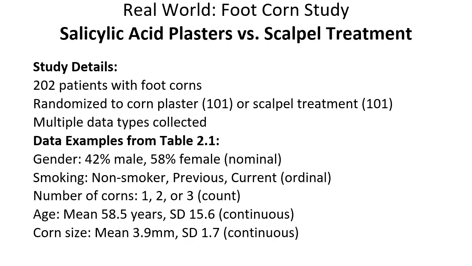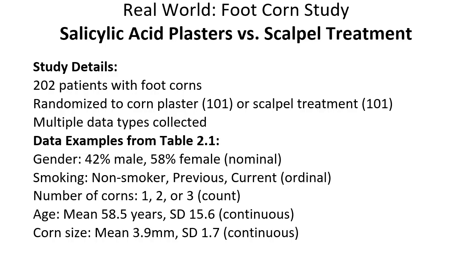So this is from Farndon et al. in 2013, a real randomized controlled trial with 202 patients who have foot corns, calluses that cause pain when walking. Two treatments were compared, a scalpel debridement and a salicylic acid plaster. Now, the scalpel debridement is the traditional way of treating a foot corn. This is a perfect example because it contains all data types that we are discussing.